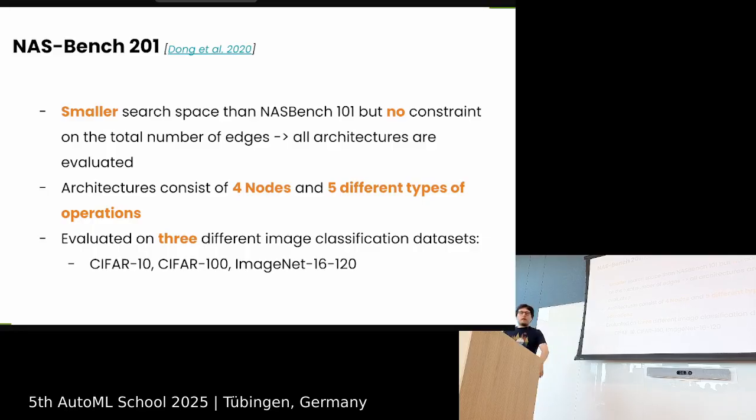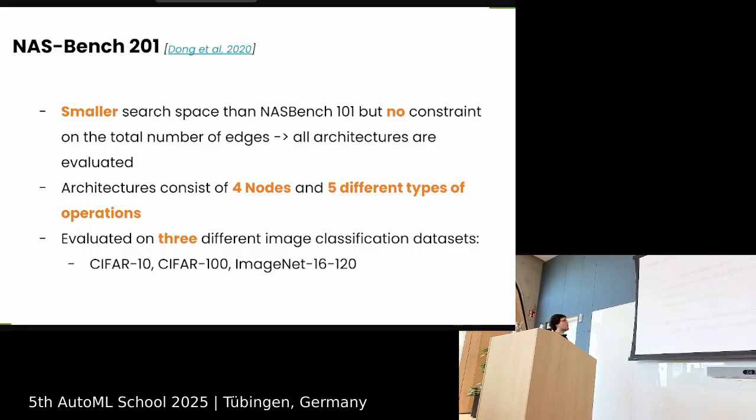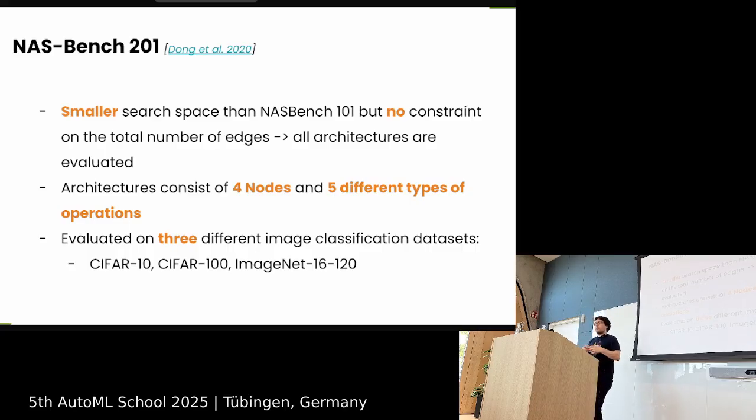Then this idea has been extended to NASBench 2.1, where essentially it's an even smaller search space than NASBench 1.1, but they don't have this additional constraint in the number of edges, because that is a bit tricky to model actually. And so they had just 4 nodes and 5 different types of operations. But the nice thing here is they evaluated all of those architectures on 3 different benchmarks, right?